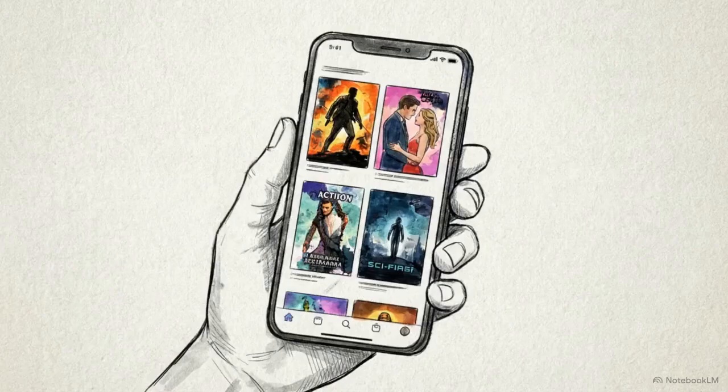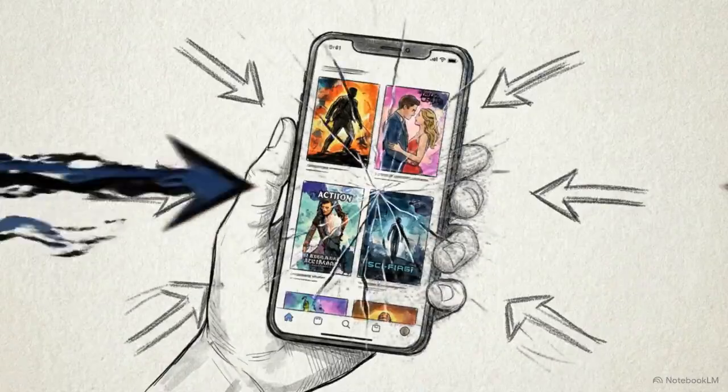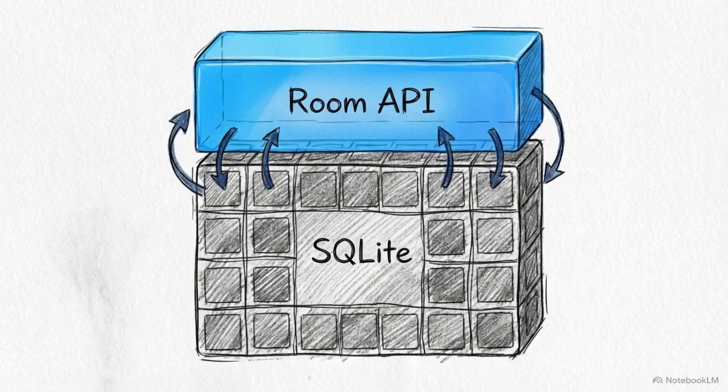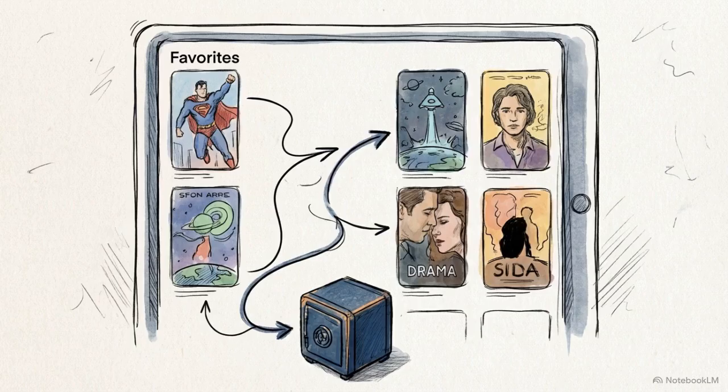But purely network-driven applications share a critical flaw. They break the moment the user loses their internet access. To solve this, the app uses the Room database. Room is an abstraction layer over SQLite that serves as the core component of the app's offline caching strategy, and it provides local storage for saving user-liked movies.